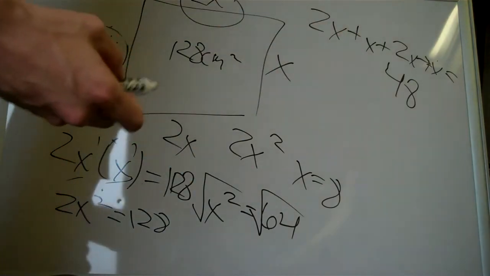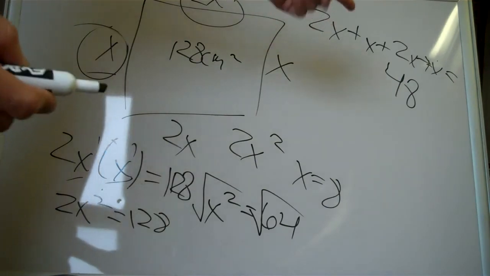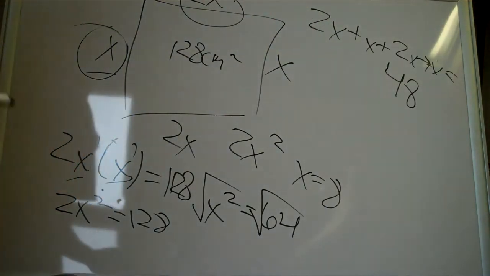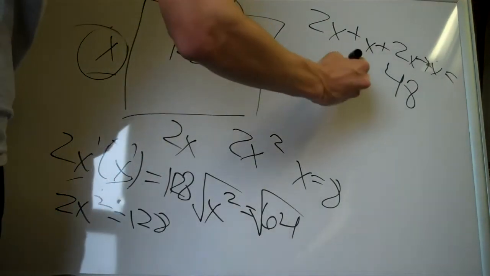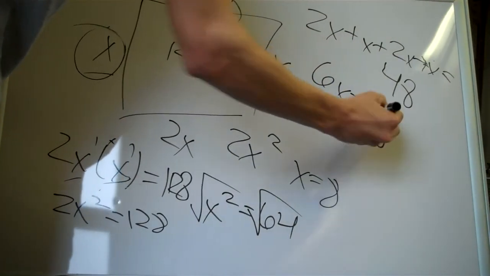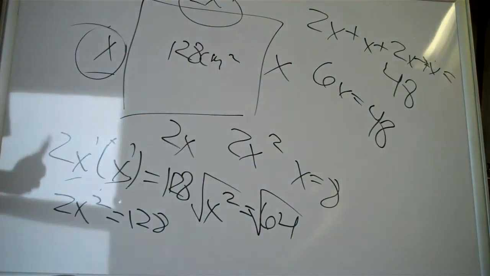Here we can just combine like terms. 2x plus x plus 2x plus x is going to be 6x is equal to 48. And 48 divided by 6 is 8. So you get the same answer for that.